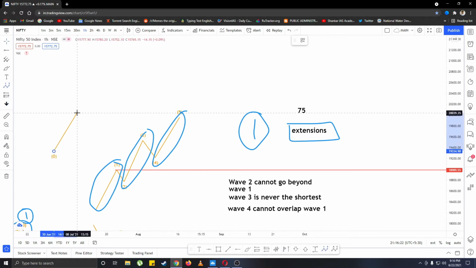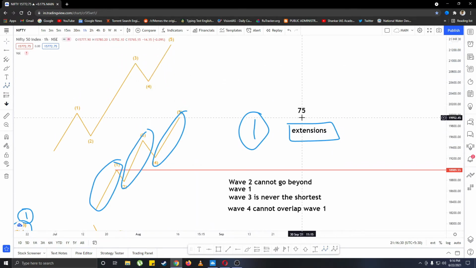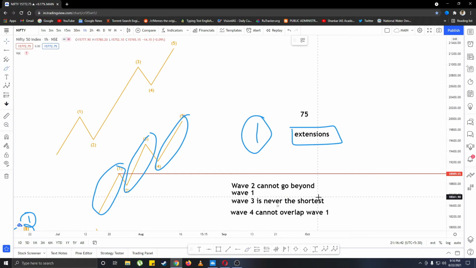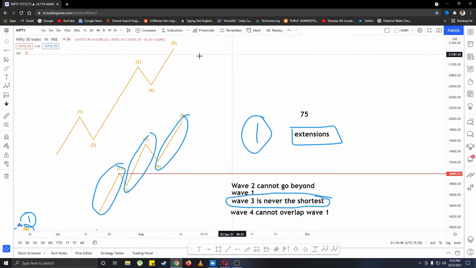So this is 1, 2, and 3 is generally an extended wave, 4 and a 5. Now this is not a rule, and it is mostly seen that it occurs in wave 3, but this is not a rule. Extension can occur in wave 1 or wave 5 as well. But the second rule cannot be violated, that wave 3 can never be the shortest.